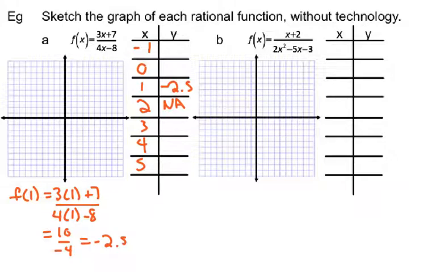Continue the process. It's simple calculation, so we'll save some time. I'll just fill in the blanks. For an x value of 0, we get -0.9. -1 gives us -0.3. X value of 3 outputs a 4. A 4 outputs a 2.4. And a 5 outputs a 1.8. In order to get an accurate view of the shape of the graph, we do need those 3 points on either side.